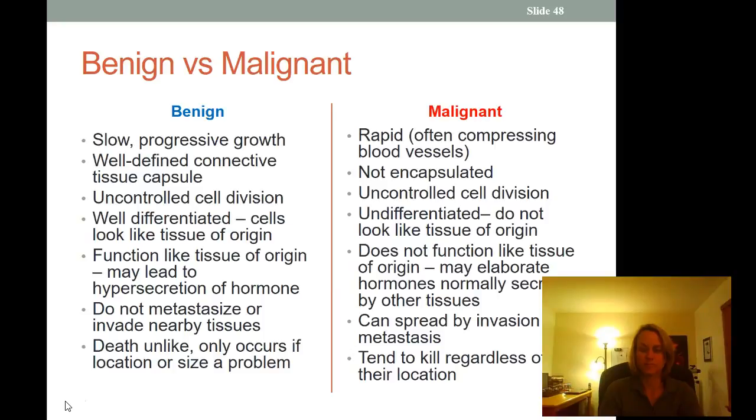Cells of malignant tumors are undifferentiated. They do not look like the tissue of origin, and they do not function like the tissue of origin. Benign tumors do not metastasize or invade nearby tissues, but malignant tumors can spread by invasion or metastasis. With benign tumors, death is unlikely, only occurring if a location such as a brain tumor or size becomes a problem. Malignant tumors tend to kill regardless of the location because they can spread.